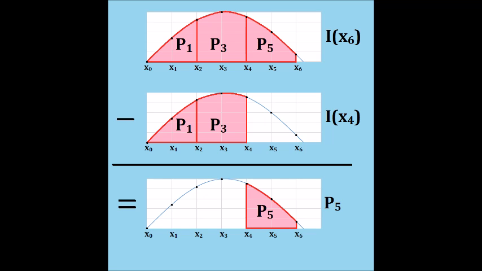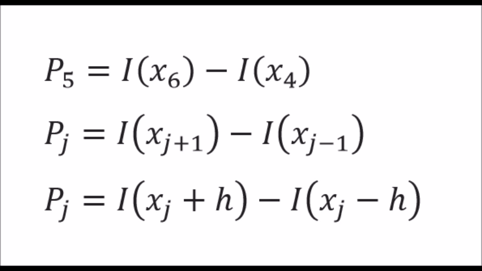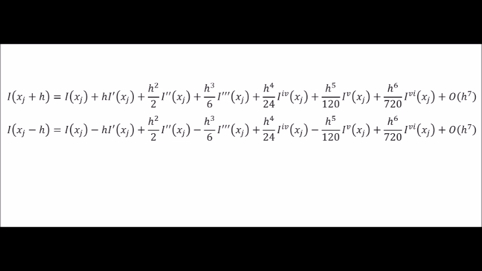Likewise, area from x0 to x4 is represented by I of x4. P5 equals I of x6 minus I of x4. That's simply what we saw on the previous slide. That can be generalized to any P sub j, as seen equivalently in the last two lines. The second line is in index notation, whereas the h's in the third line set me up for a Taylor series expansion. These are the Taylor series expansions for I of x plus h and I of x minus h.